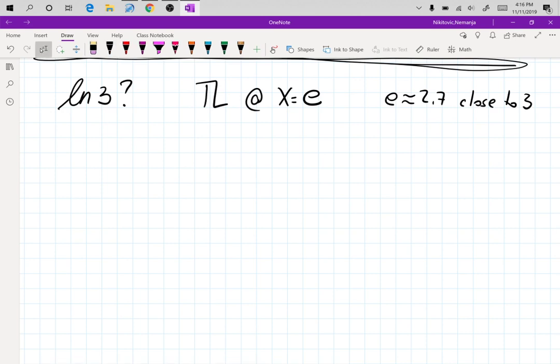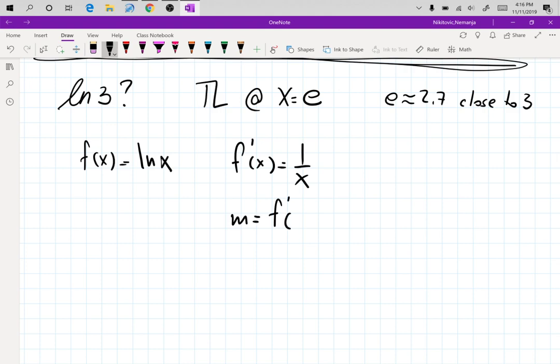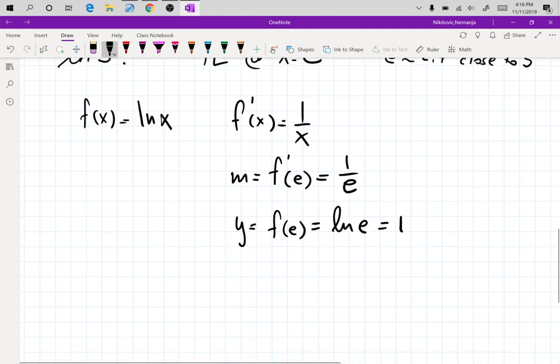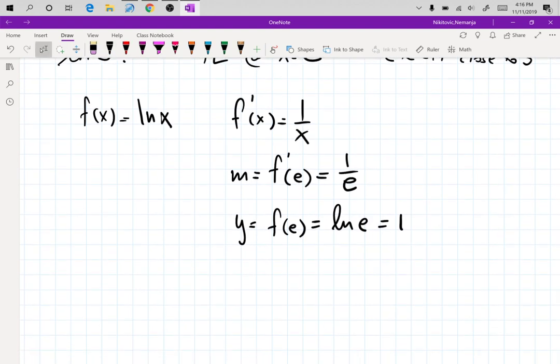So what do we do? We have our f of x function, which is ln x. We have the derivative, which is 1 over x. And then we have the slope, which is f prime computed at e, which is now going to be 1 over e. The y value is f computed at e, which is ln of e, which is 1. So now that gives us e comma 1 as a point.